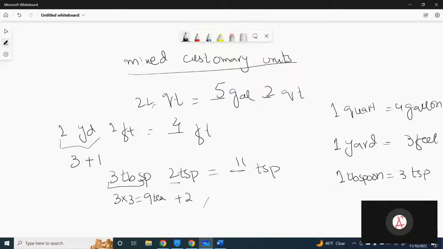Got it? First convert the 3 tablespoons to teaspoons and then add it to the 2 teaspoons. Got it? So 3 times 3 makes 9. So 3 tablespoons makes 9 teaspoons, and then 9 plus 2 makes 11 teaspoons. Got it?